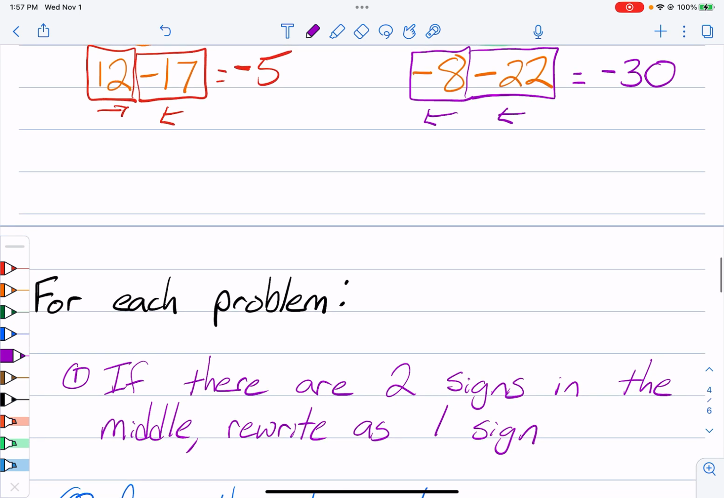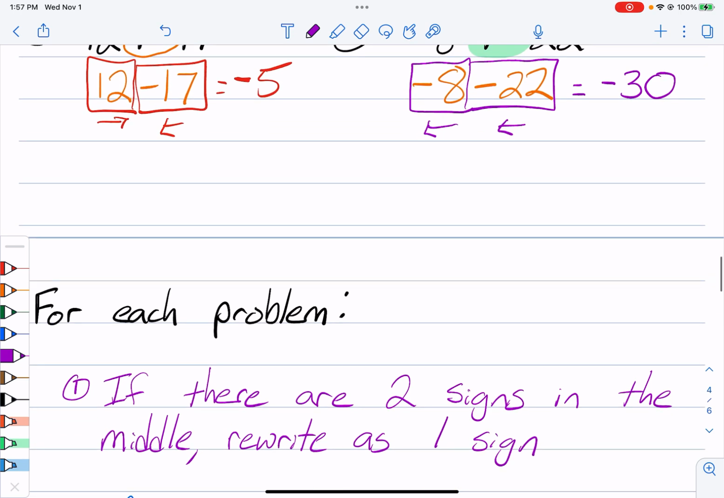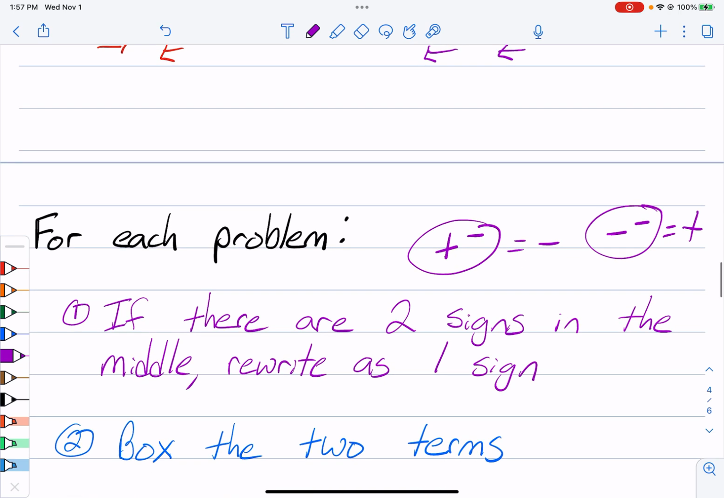Okay, so here's what you're going to do for each problem. First, if there are two signs in the middle, you're going to rewrite it as one sign. So if you see plus a negative, that's just going to become a minus sign. If you see minus a negative, that's just going to become a plus sign. That's how you're going to rewrite it, as just one sign. Then you are going to box the two terms. You need to know what your two terms are.